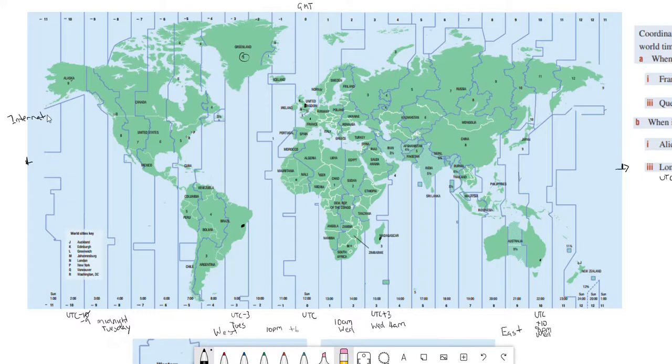International date line. And if you cross that line, depending on which way you go, you skip a whole day or you add a whole day to your journey. Okay? But that's something we'll talk about another time.